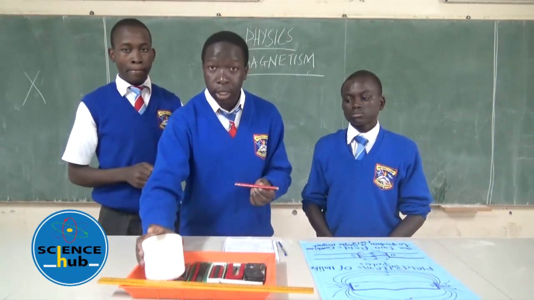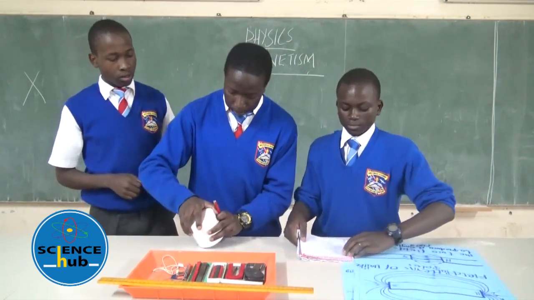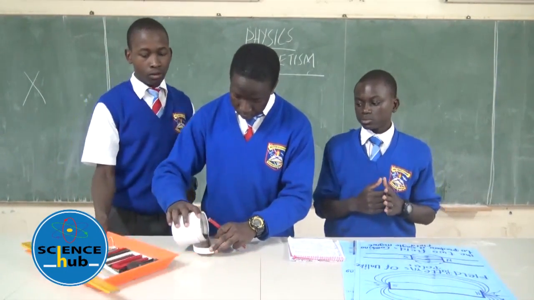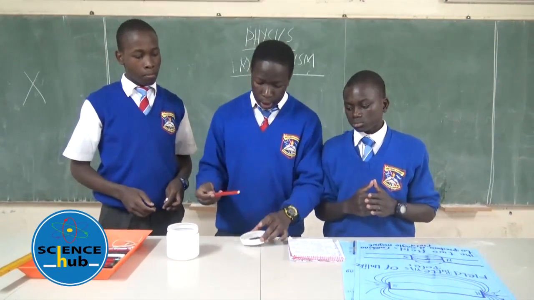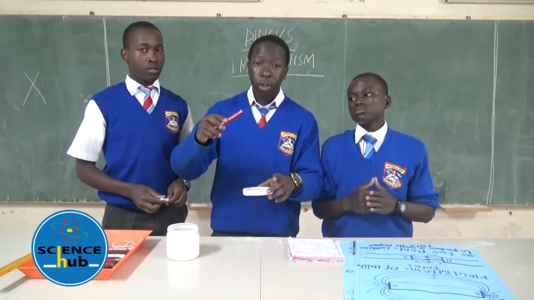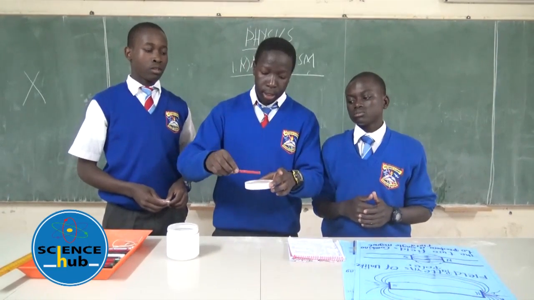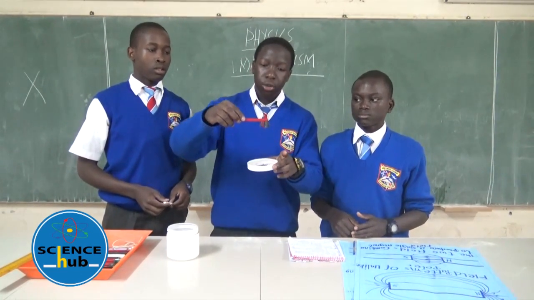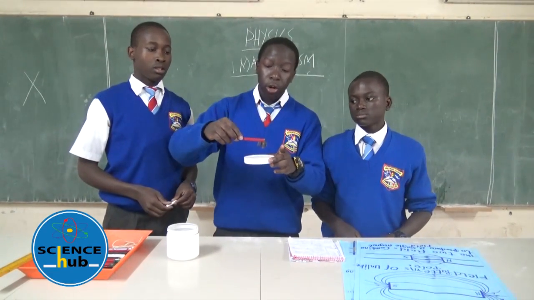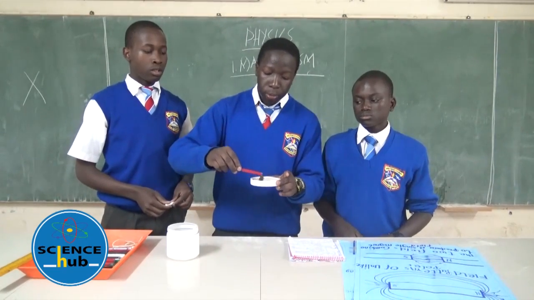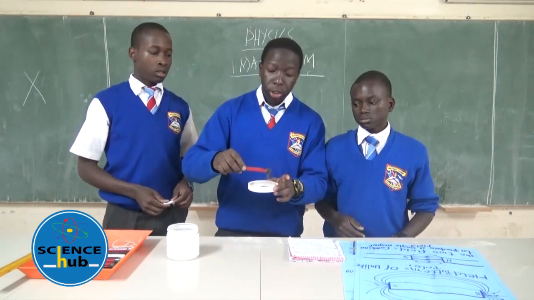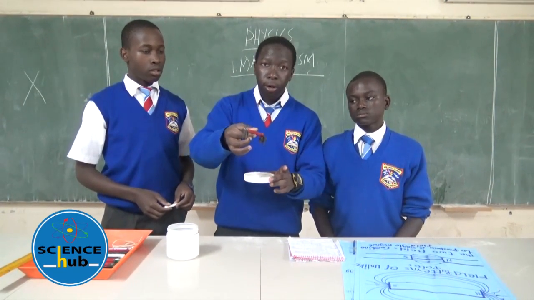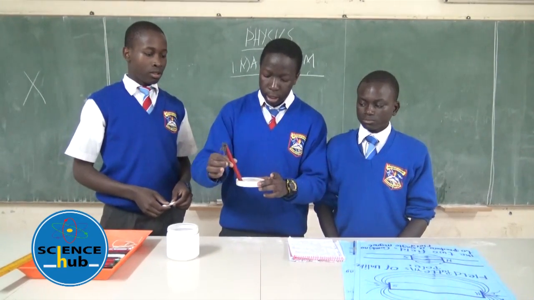We can also demonstrate using iron filings. You shall see that the north pole will attract the iron filings, depending on the strength of its field. That is the north pole. You shall also see the south pole attracting other magnetic iron filings. That's how it's demonstrated.